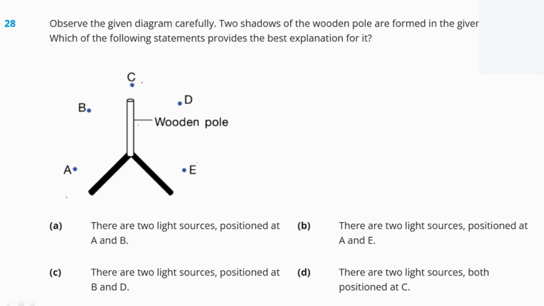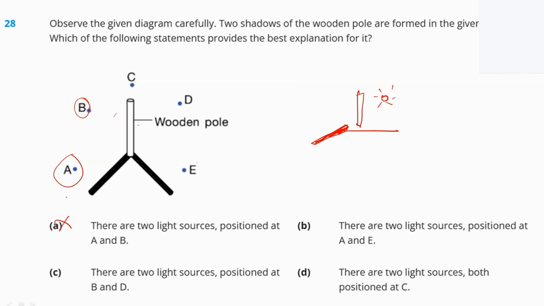First, there are two light sources positioned at A and B. If there are light sources at A and B, our shadow will never fall in this direction. We know that a shadow is always formed in the opposite direction of the light source, correct? So in this case it cannot happen, otherwise we will not be getting a shadow on this side. So option number A is wrong.